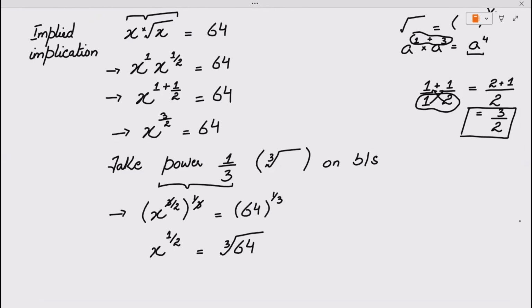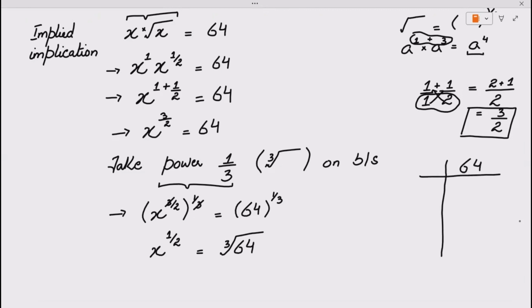So this thing is important, that we cancel out. This 3 is in divide, this 3 is in multiply, so this 3 cancels out. We got x power 1 upon 2 equals cube root of 64. Now we have to solve cube root of 64. We can easily solve this cube root of 64 like this.